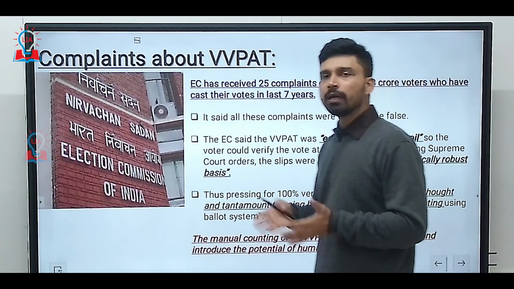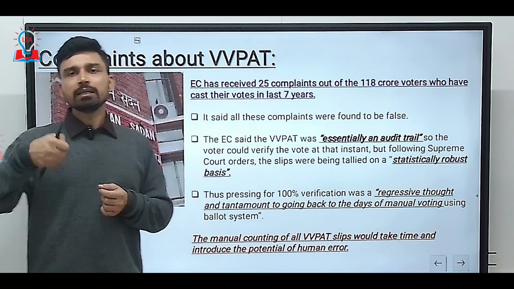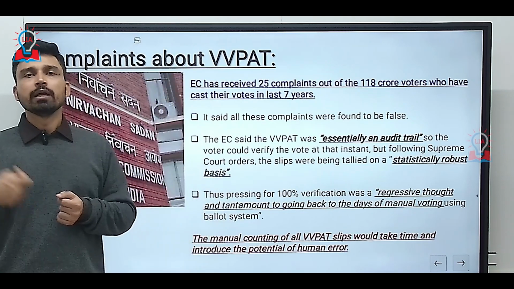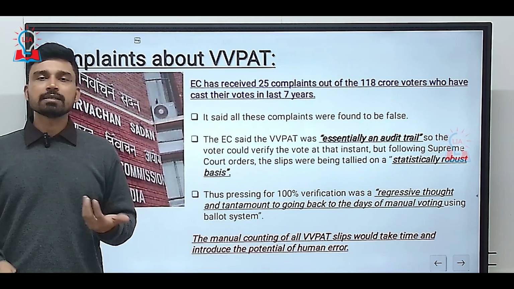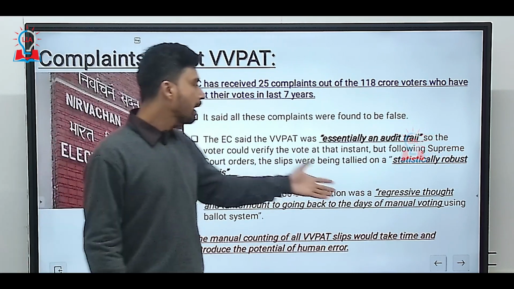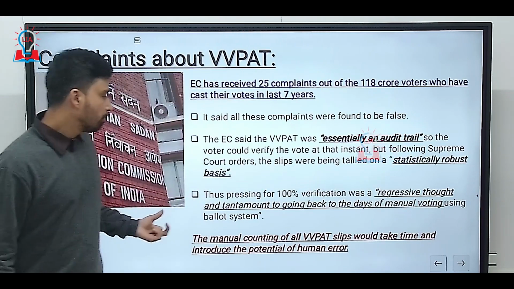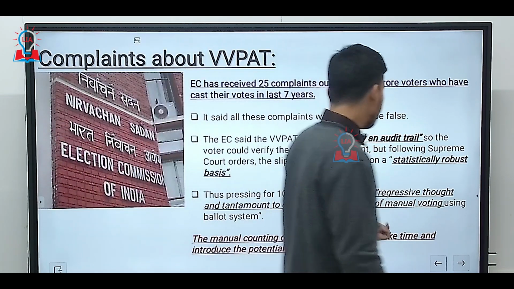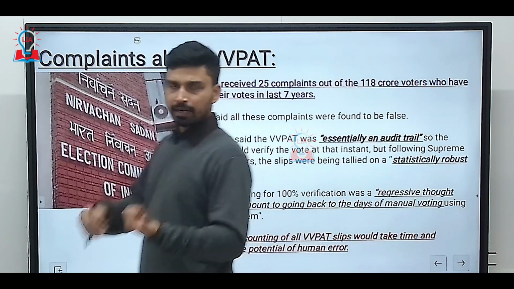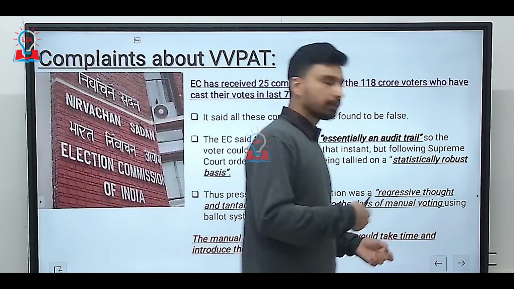Why a regressive step? Because the entire reason for the introduction of the electronic voting machine was so that manual counting of votes from the ballot paper could be avoided, because it can translate into a huge error. Thus, it is a regressive thought and tantamount to going back to the days of manual voting using the ballot system. And the manual counting of all VVPAT slips would also take time. That means the results of the elections will be quite delayed as compared to now, and introduce the potential of human error there as well.